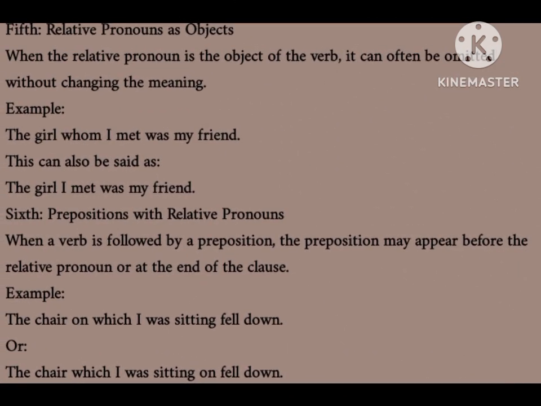Fifth, relative pronouns as objects. When the relative pronoun is the object of the verb, it can often be omitted without changing the meaning. Example. The girl whom I met was my friend. This can also be said as, the girl I met was my friend.